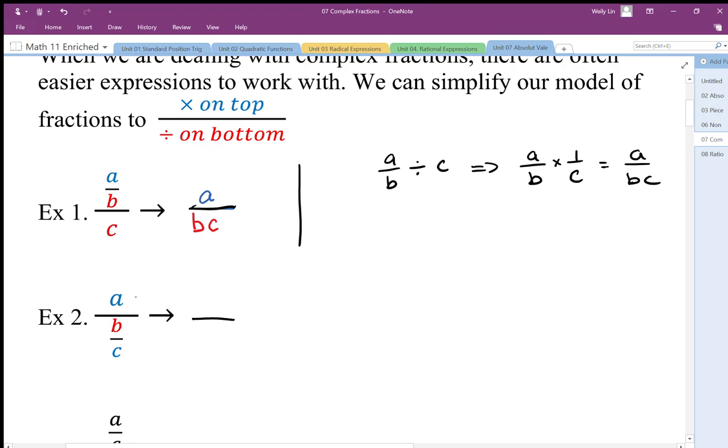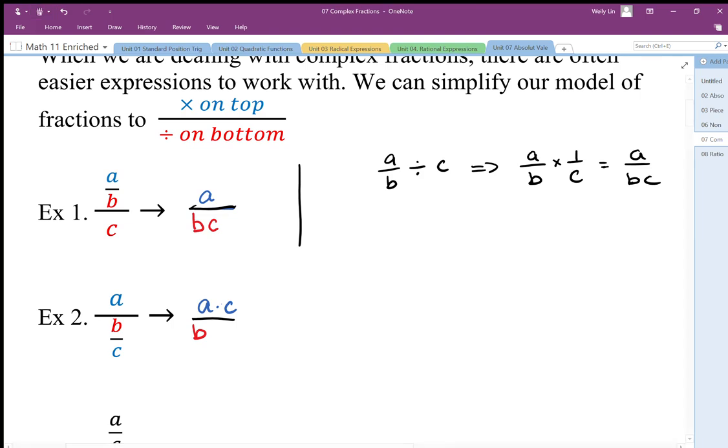So that means times A. So A goes on top. That's a divisor. So we divide by B. So B goes on bottom. Now that C is under two divisors, the main divisor and the smaller divisor. So that's a divide divide. Well, we know that divide divide really means multiplication, so that should end up on the top of that ratio.